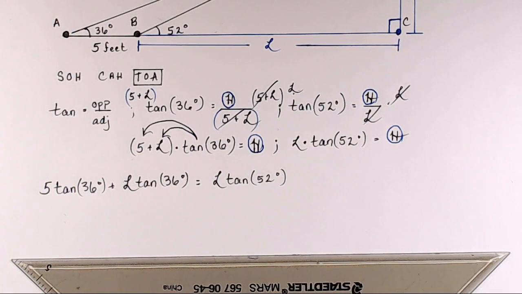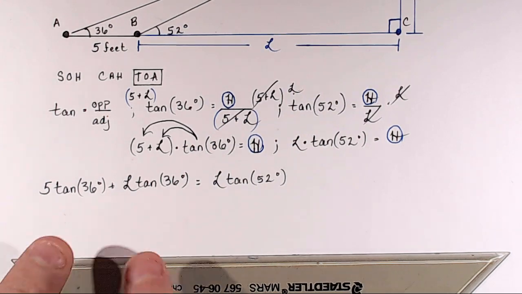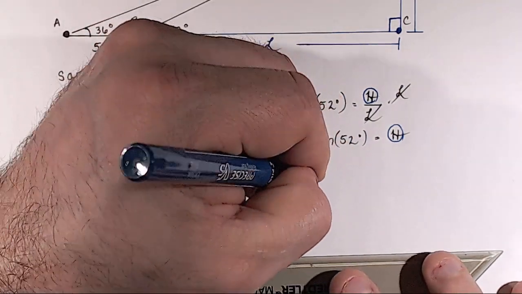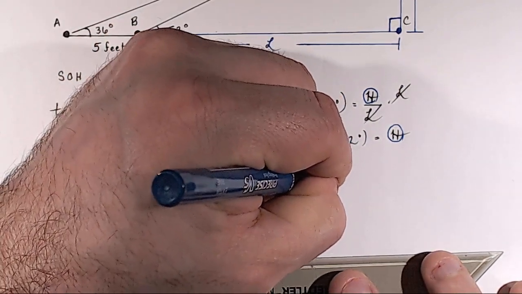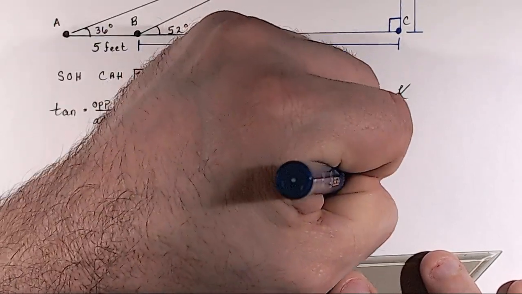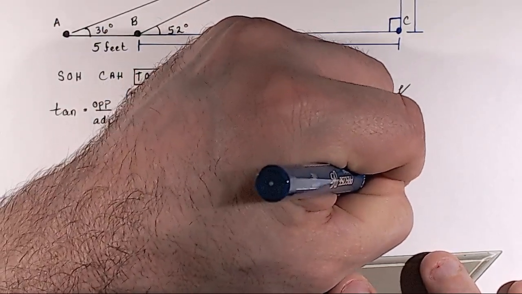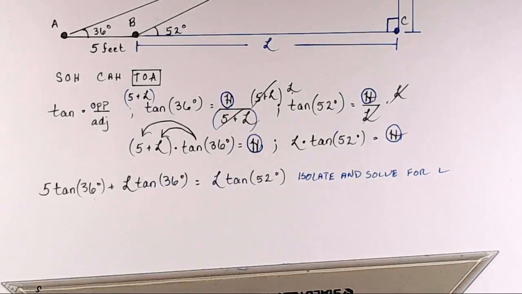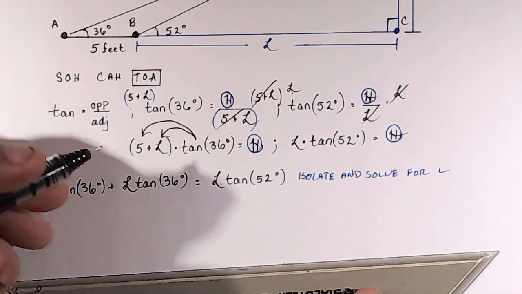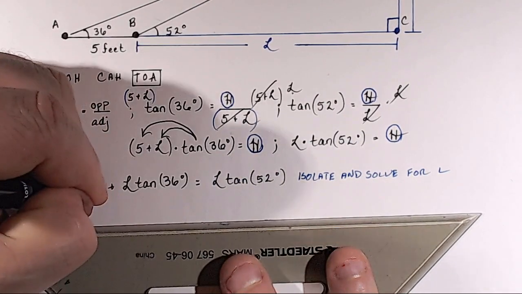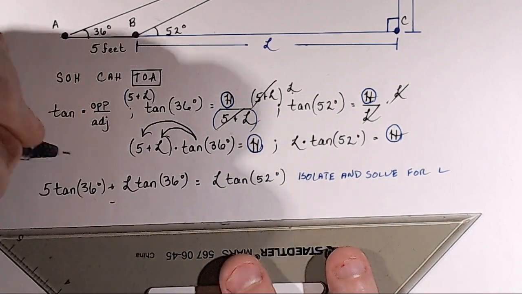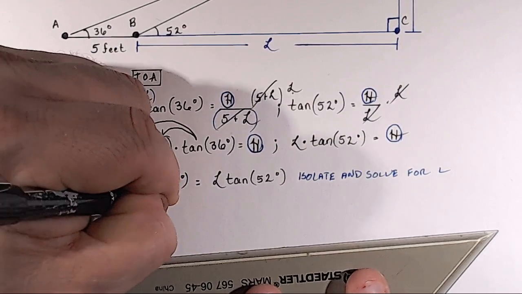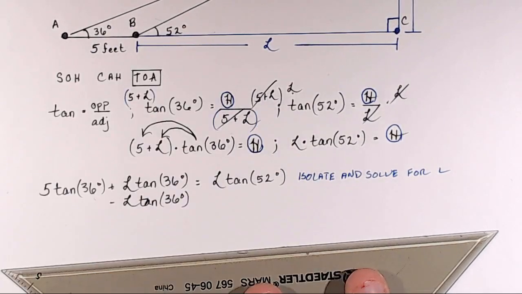Okay, so now what is my goal? My goal is to isolate the L's. See, now I want to isolate and solve for L. All right, so what I'll do is subtract L tan of 36 degrees from both sides.